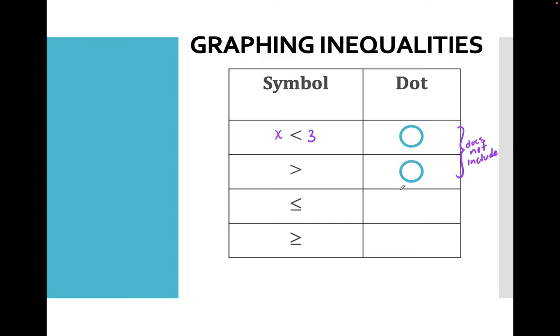For our less than or equal and greater than or equal, we're going to use a shaded in or a colored in dot or circle. This means, for example, if it was x is less than or equal to 3, I could actually use 3 as a solution because it says x is less than or equal to. So this means that it does include the number that the dot is on.